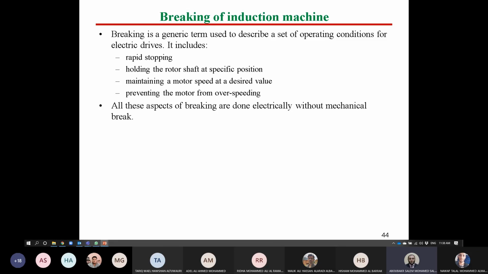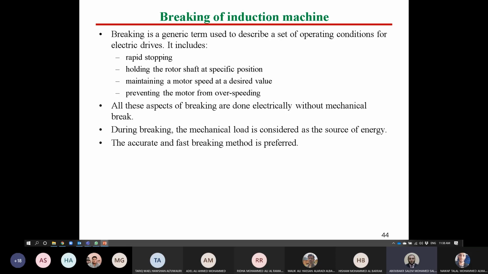For your car, all or most of our cars now are conventional cars based on a heat engine, and the braking is made using a mechanical brake, not an electrical one. However, we need to make electrical braking by using motors. During the braking, mechanical load is considered as a source of energy. This is very important. During the braking, I will take the energy from the load and will use it. This is what we are going to call regenerative braking, and we will discuss it.